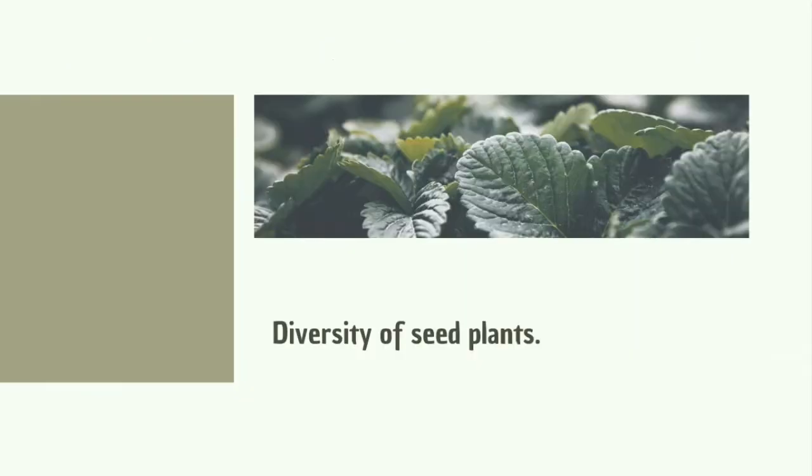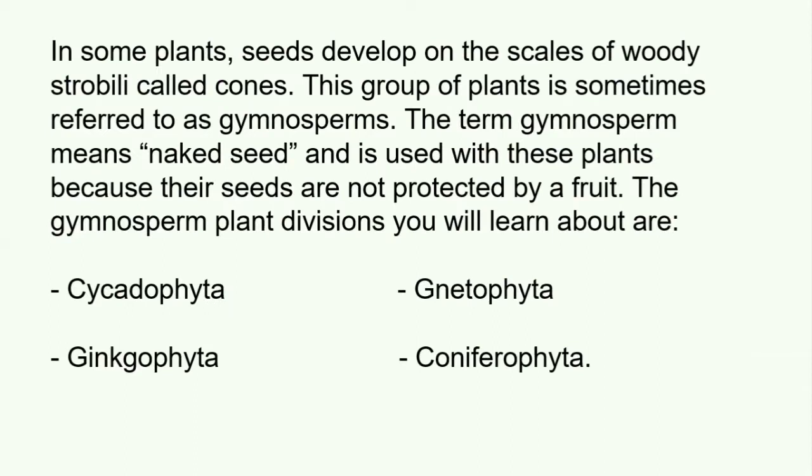Diversity of seed plants. In some plants, seeds develop on the scales of woody structures called cones. This group of plants is sometimes referred to as gymnosperms. The term gymnosperm means naked seed, and is used with these plants because their seeds are not protected by a fruit. The gymnosperm plant divisions you will learn about are Cycadophyta, Ginkgophyta, Gnetophyta, and Coniferophyta.